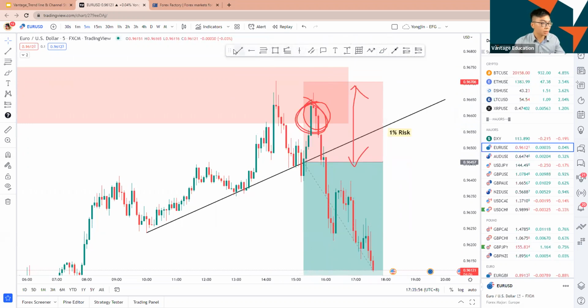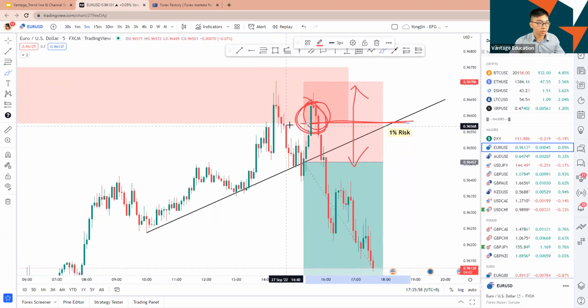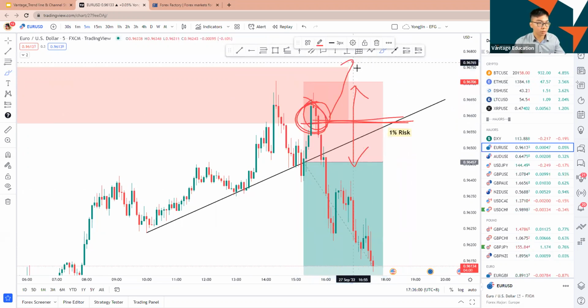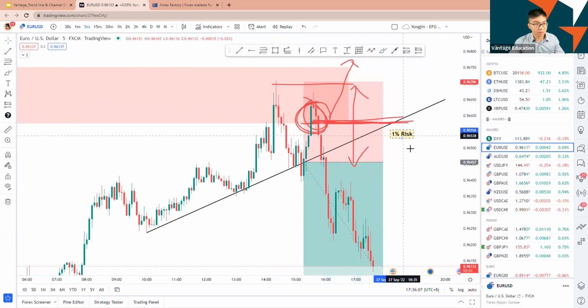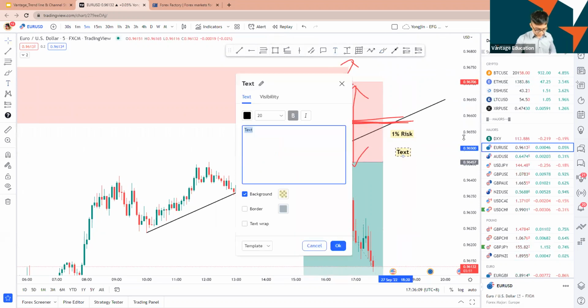So let's say I close out my trade here earlier, just to manage risk in case price shoots all the way up and clears my stop loss. By closing early here, instead of risking the entire 1%, I would have been risking a 0.5% loss instead of the full 1%.